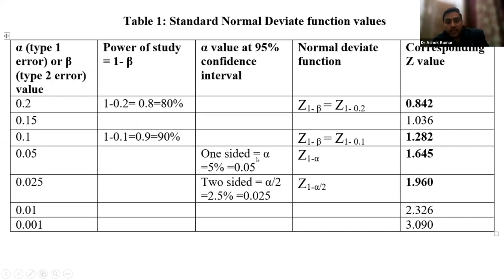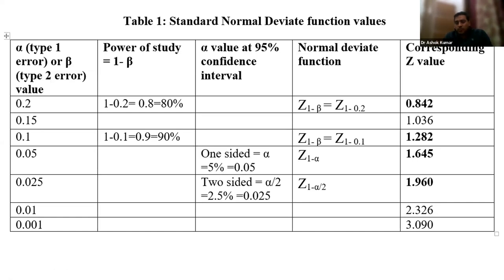When we take one-sided, it means we are taking only alpha, not alpha by 2. So it is 0.05. If we are taking alpha by 2, we divide by 2, and it is 0.025 or 2.5%. But in one-sided, we always take alpha, not alpha by 2. Alpha by 2 means two-sided. So 5% is 0.05. Here, what is Z1 minus alpha? That is the normal deviate function. The corresponding Z value is 1.645.